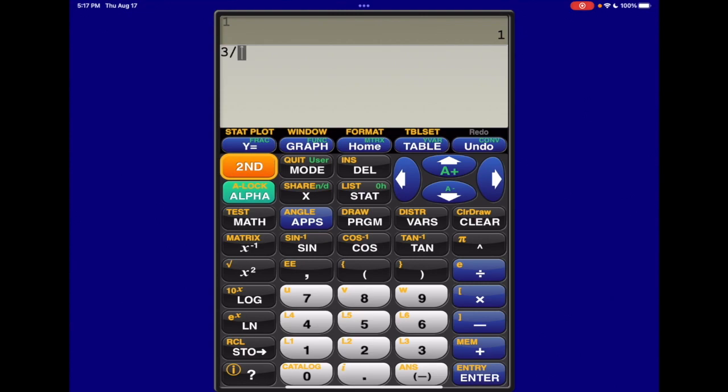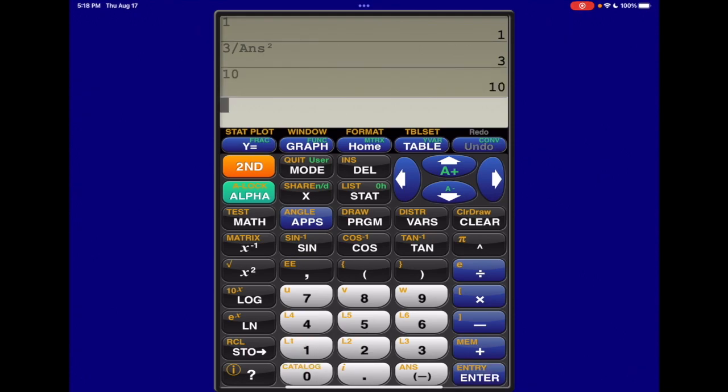Answer is above the negative key in orange, so I just hit the orange second key, and now I'm hitting the negative key to get answer, and I'll add the square. 1 is stored there right now, so when I press enter, I get 3 over 1 squared, and the answer is 3. Now I'm going to take the next number they wanted us to put in, which is 10, press enter, now that's stored in answer.